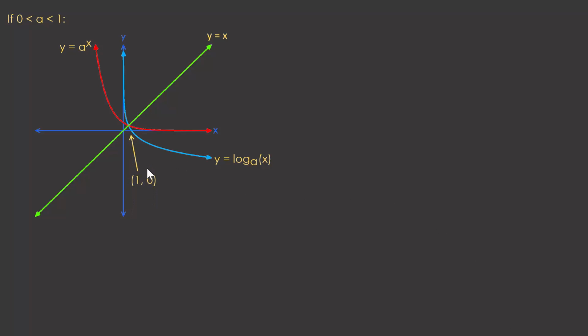We should note that (1, 0) is the x-intercept of the logarithm. And (0, 1), of course, is the y-intercept of the exponential. This is a fact that you should know.